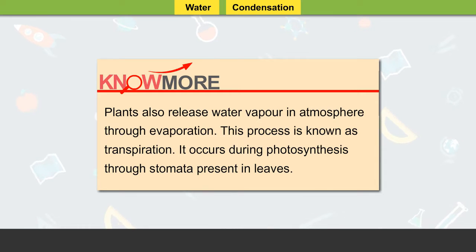Plants also release water vapor in the atmosphere through evaporation. This process is known as transpiration. It occurs during photosynthesis through stomata present in leaves.